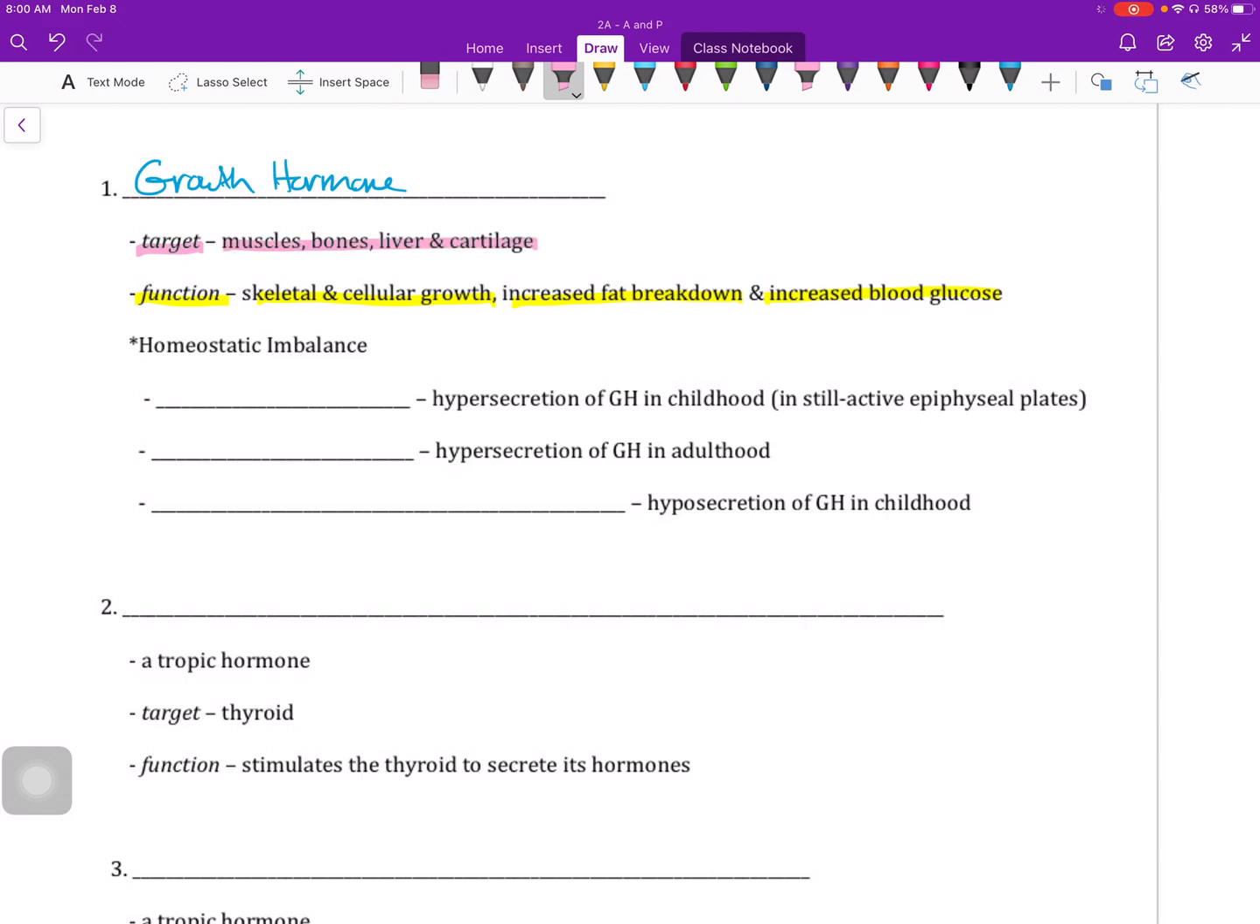All right. Now, let's talk about some homeostatic imbalances. First one of these is called gigantism. It is hypersecretion of GH in childhood. I'm going to write that. Still active epiphyseal plates. In other words, you're still growing. That's an important statement. Still active epiphyseal plates.